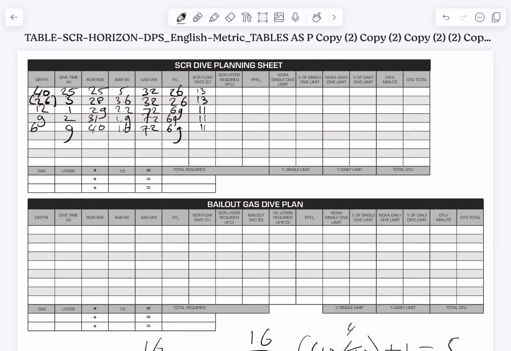But you can see here how great this machine is, right? Because the flow rate is significantly lower than a person on open circuit, even if they have a great SAC rate. So 25 is the amount of time that we're going to spend at that depth, times a flow rate of 13, yields liters required of 325.